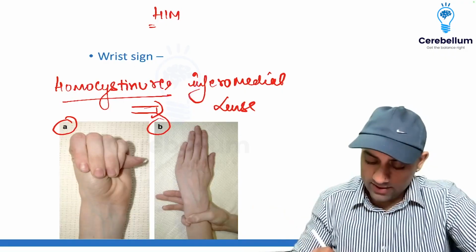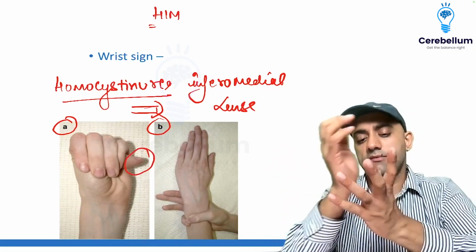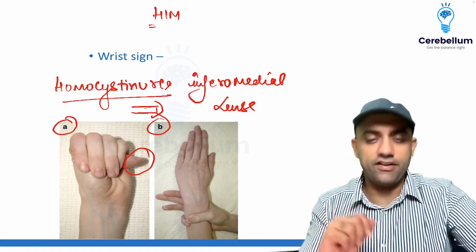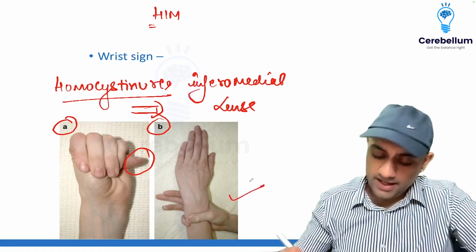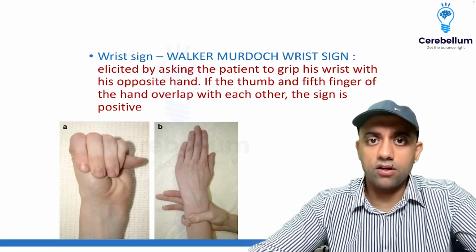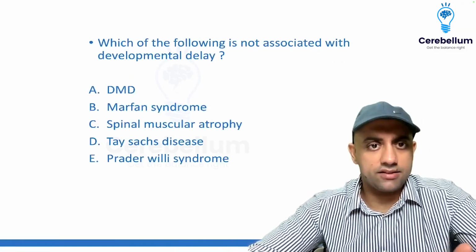So this is the thumb sign, and this is the finger wrist sign. I'll just take the little finger and the thumb, so they will intercross each other if I do like this. So it is known as the wrist sign and the thumb sign. That's it. The wrist sign is also known as the Walker-Murdoch wrist sign. Just wrist sign and thumb sign. Remember that.